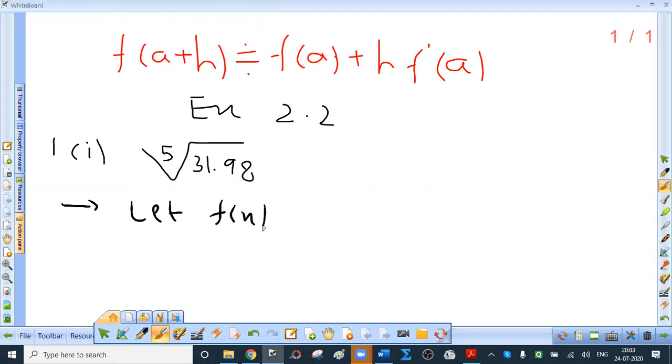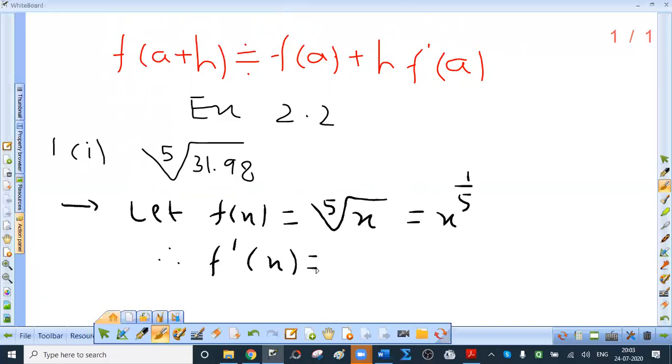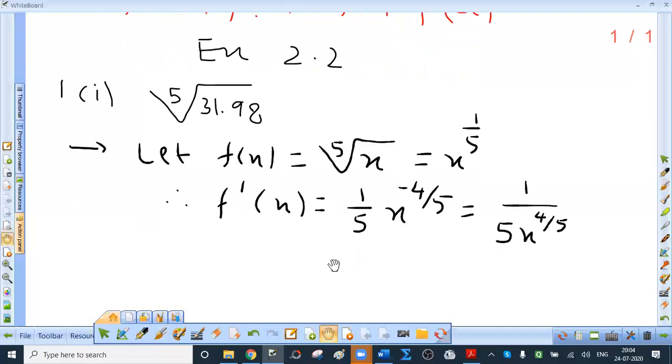Now we have to find fifth root. So I say let f(x) be fifth root of x. Means what? x raised to 1 upon 5. Okay. So immediately we find f dash of x because we need that. What is derivative of x raised to 1 by 5? It is 1 upon 5 x raised to 1 upon 5 minus 1. That is x raised to minus 4 by 5. So it is 1 upon 5 into x raised to what? 4 by 5. Now choice of values of a and h is important.